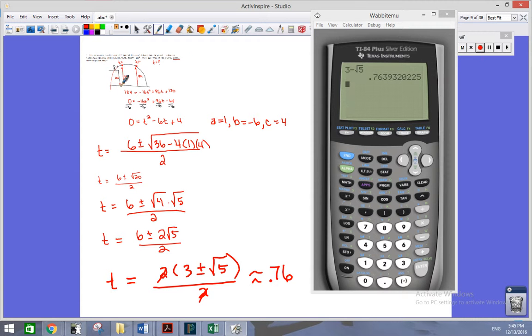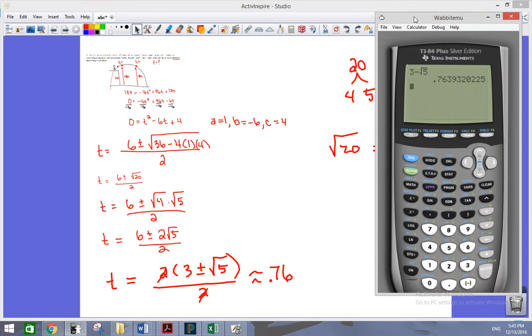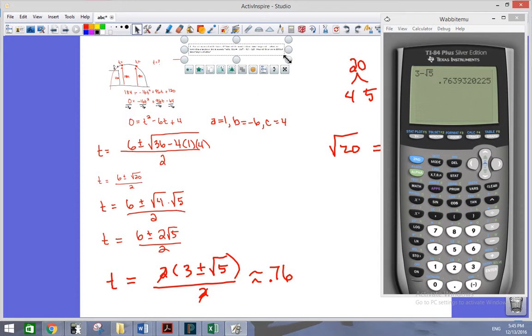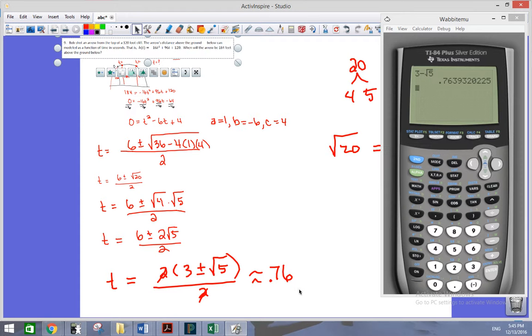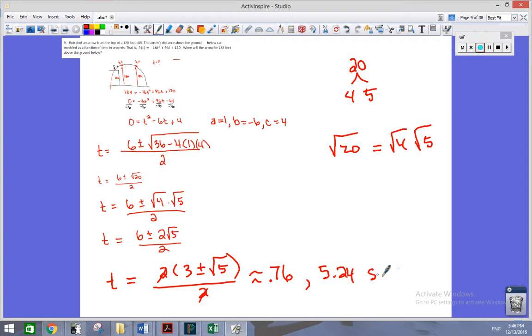So in less than a second after you shoot the arrow, you started on a cliff. You were already pretty high up in the air. You were already at 120 feet, and in less than a second, you're all the way up to 184 feet. Now, if we change that subtraction to addition, we get 5.24. So in 5.24 seconds, you've already gone up to the maximum height, and you're on your way down again, and you pass through a height of 184 feet again.